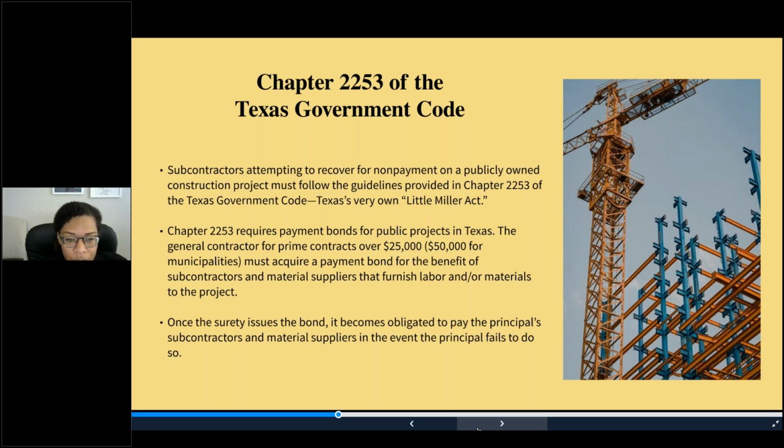The bond is issued by a surety that's agreed upon by the public entity and the general contractor, which is known as the principal. And once the surety issues the bond, it becomes obligated to pay the principal's subcontractors and material suppliers in the event the principal, also known as the GC, fails to do so. So it is a great thing to have a job on a public works project with a big bond in place. Security for you, that's what it's there for, to protect the laborers on the project.